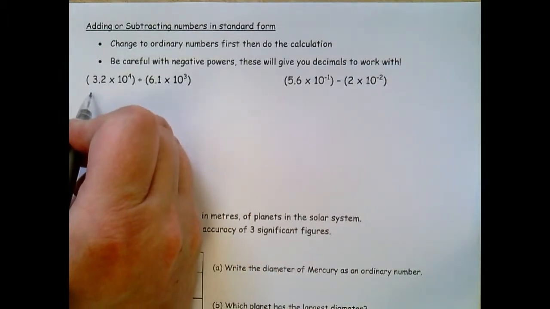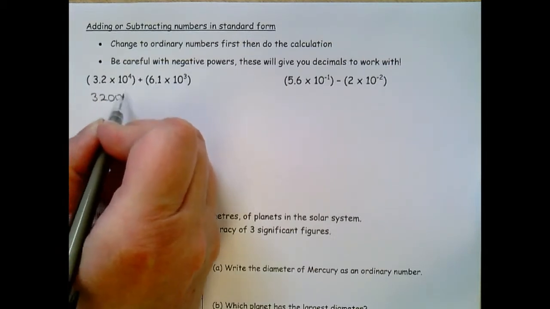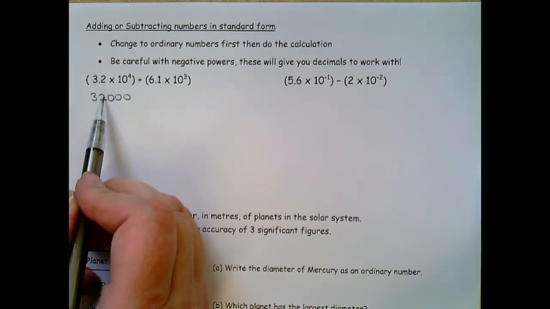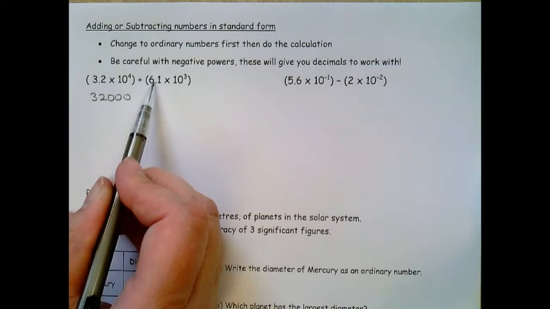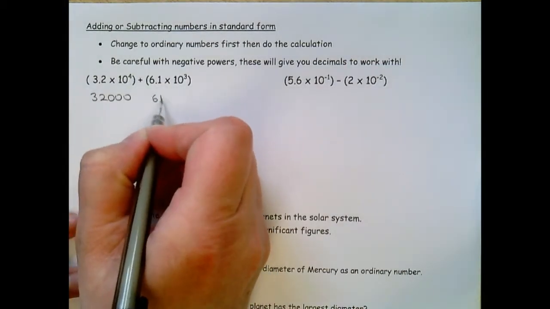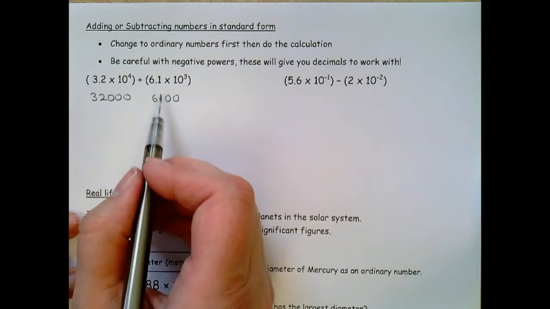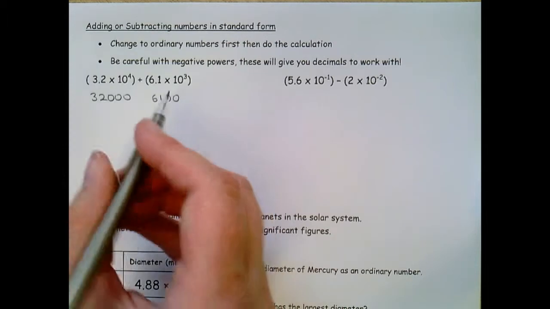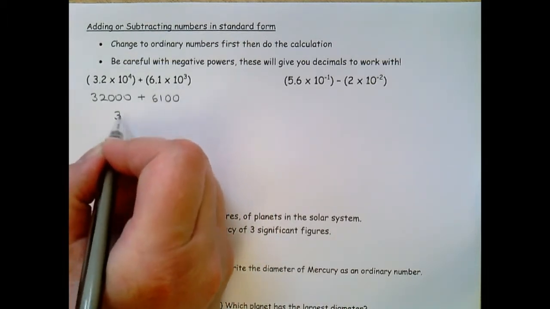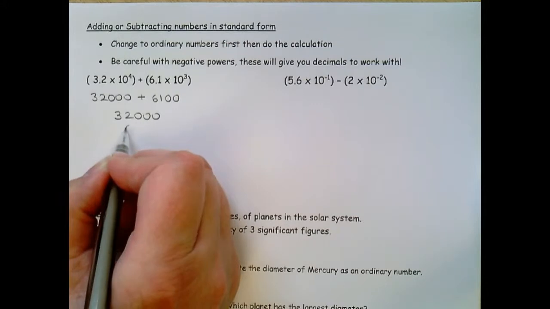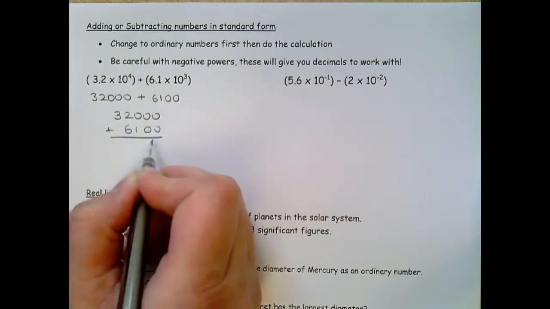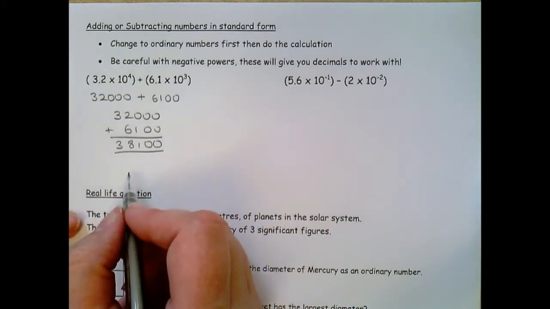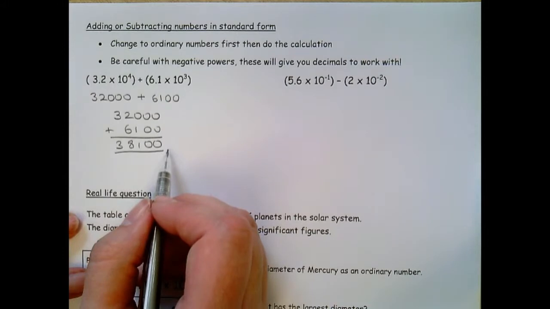So 3.2 times 10 to the power 4 would be 32,000, because the point would be after the 3.2, and you times by 10, 1, 2, 3, 4 times. Then 6.1 times 10 cubed would be 6,100, because the point was between the 6 and the 1, times by 10, 1, 2, 3 times. Then you add those together: 32,000 add on 6,100 gets you 38,100.